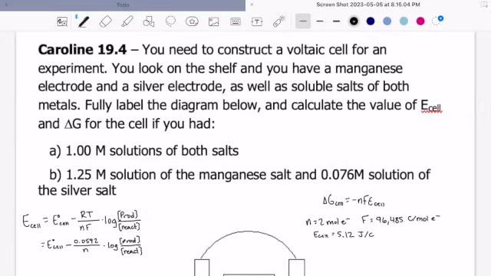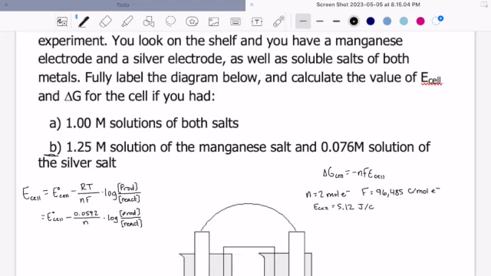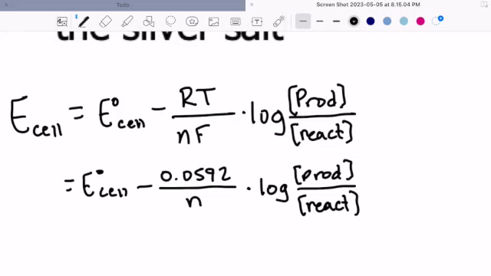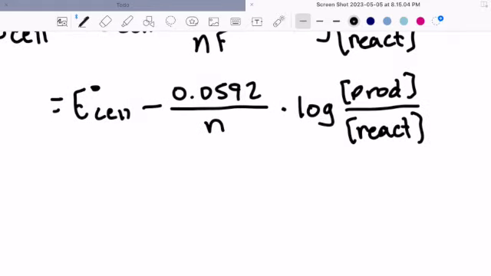For part B, find the value of E cell and delta G if we had a 1.25 molar solution of the manganese salt and 0.076 molar solution of the silver salt. So to find our E cell, since we have two different molar solution values, we are going to use this equation. E cell equals E° cell minus RT over NF times log of product over reactant. Or to simplify it, E° cell minus 0.0592 over N times log of the product over reactant.